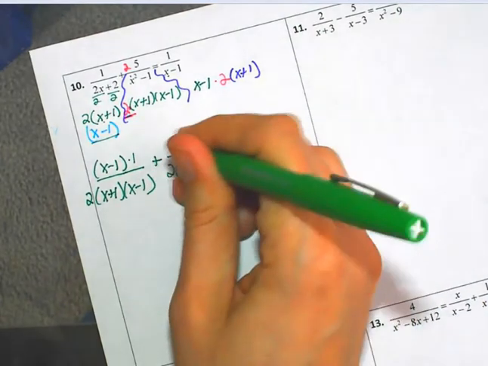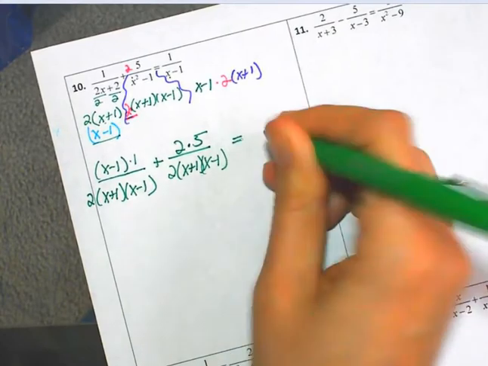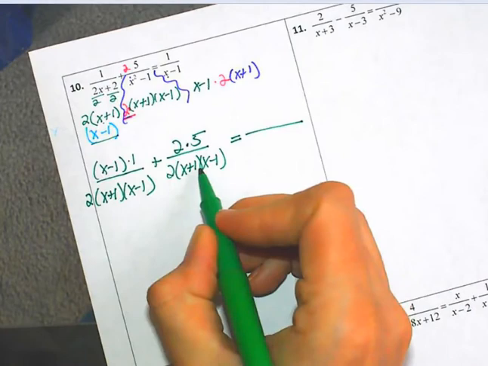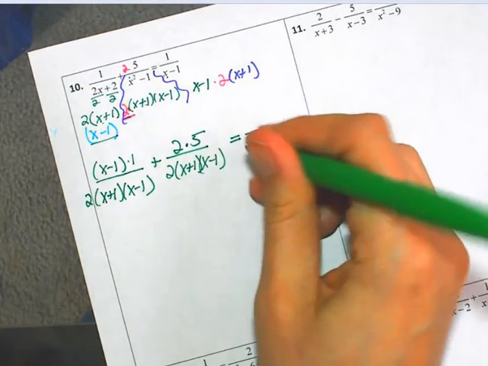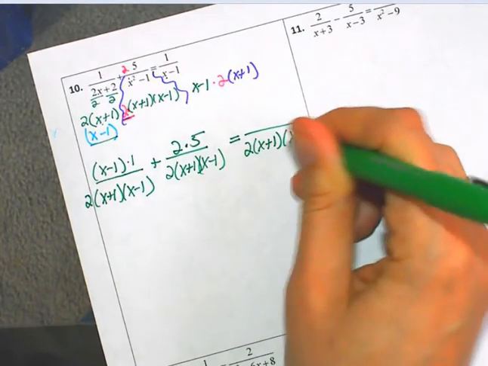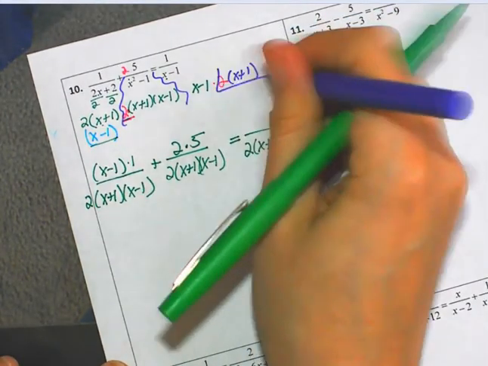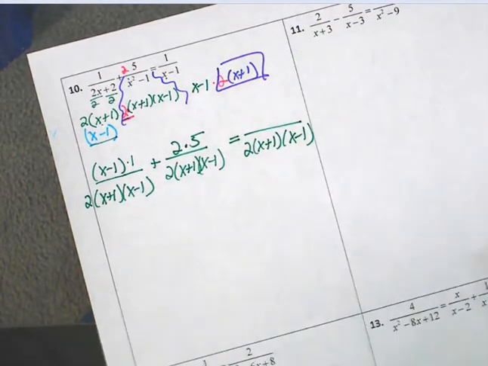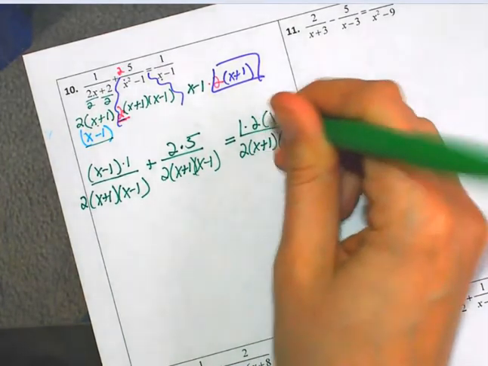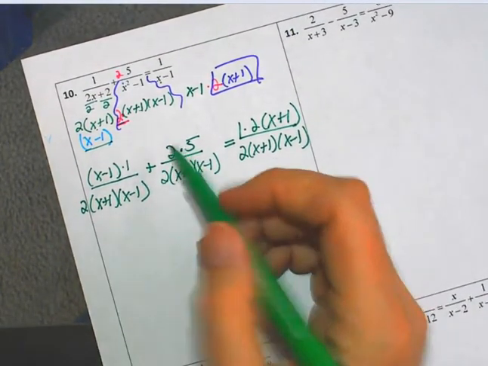So on the top, I have 2 times 5 equals, I started with x minus 1, but I need the 2 times x plus 1. So we're going to multiply this. So I have 2 times x plus 1 times x minus 1. But the denominator didn't have this piece right here, which means I also need to multiply the numerator times that, which will be 1 times 2 times x plus 1. Okay? So notice that now all my denominators match.